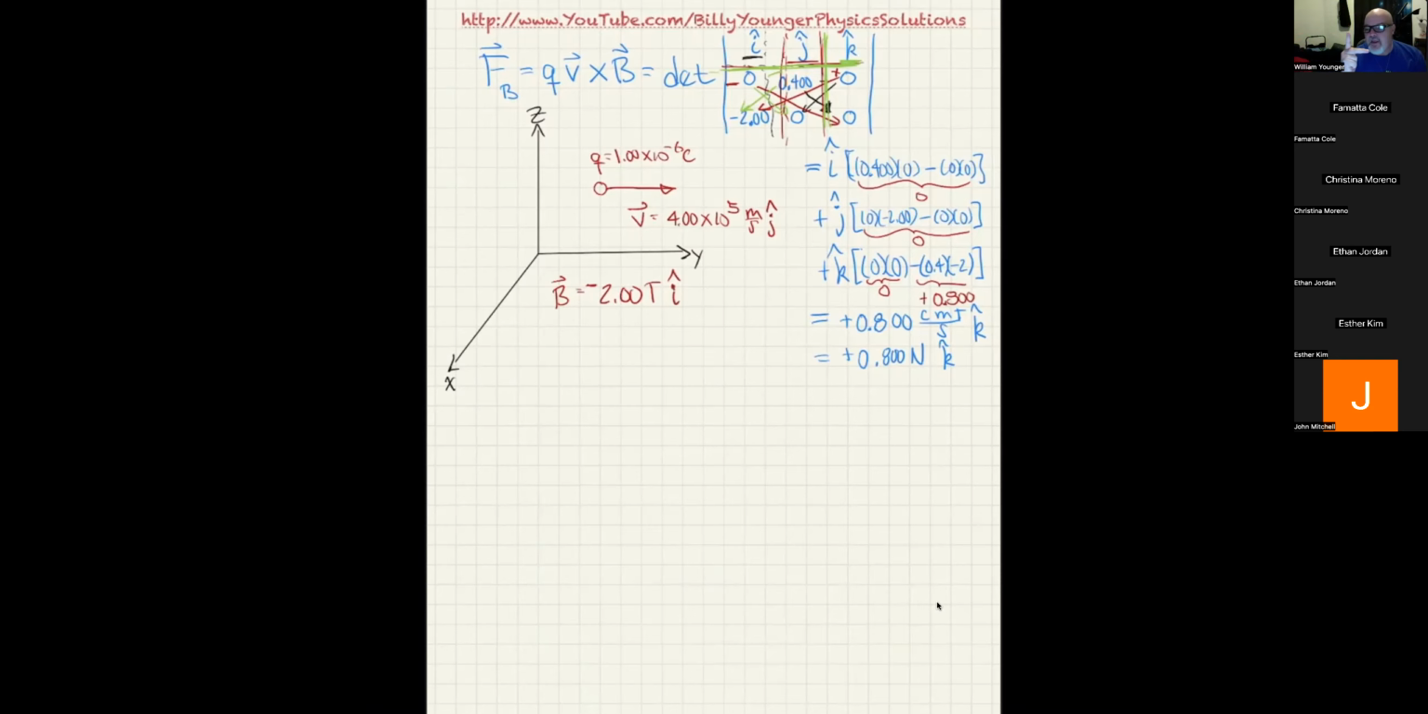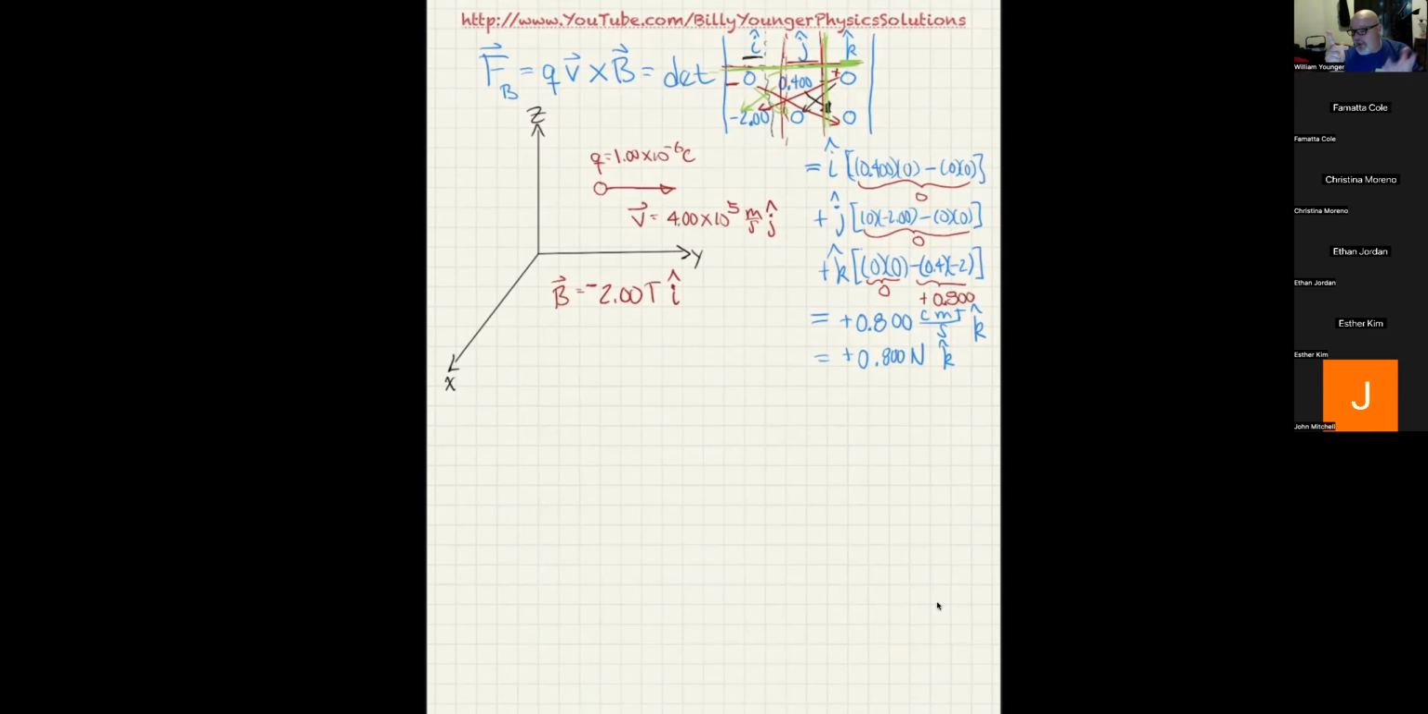That's what they do. So if you point your index finger, so write this down probably, let your index finger point in the direction of Q times V. Index finger, direction of Q times V.